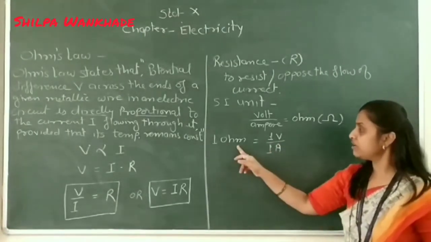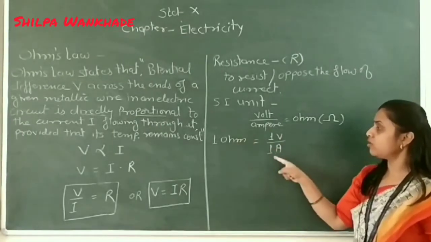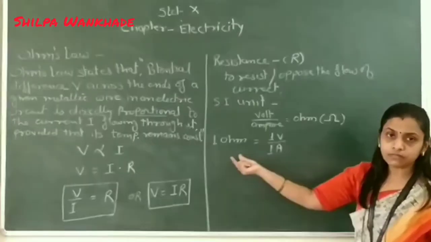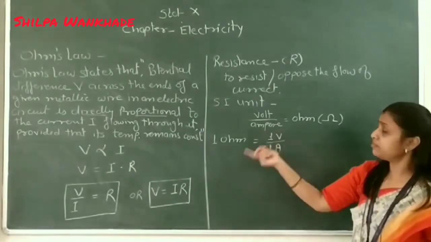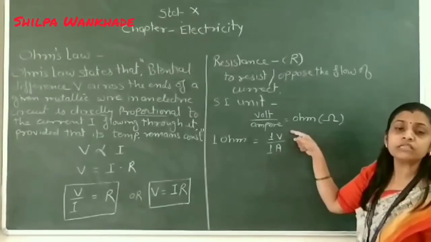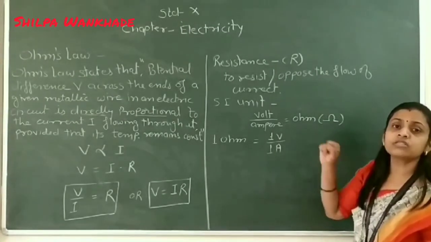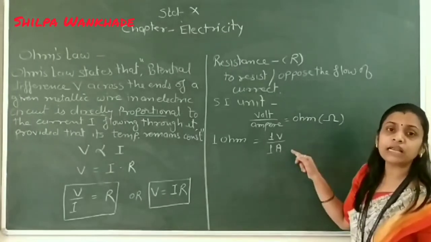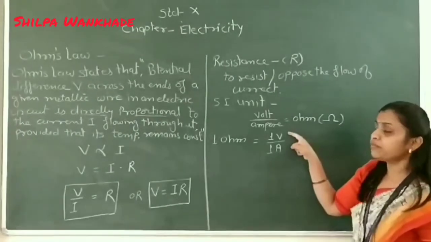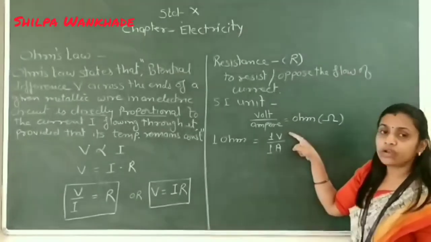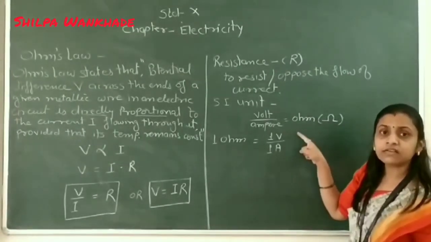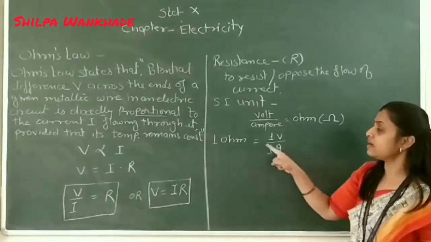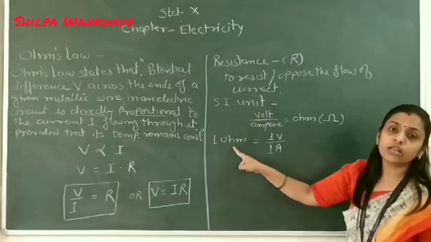So how do we find 1 ohm? From this formula, 1 ohm is equal to 1 volt upon 1 ampere, and we can easily define 1 ohm. There is no need to mug up the definition. 1 volt is the potential difference across the two ends of a conductor, and 1 ampere is the current flowing through that conductor. So how do we define it? When the potential difference across the two ends of a conductor is 1 volt and the current flowing through it is 1 ampere, then the resistance of that conductor is said to be 1 ohm.